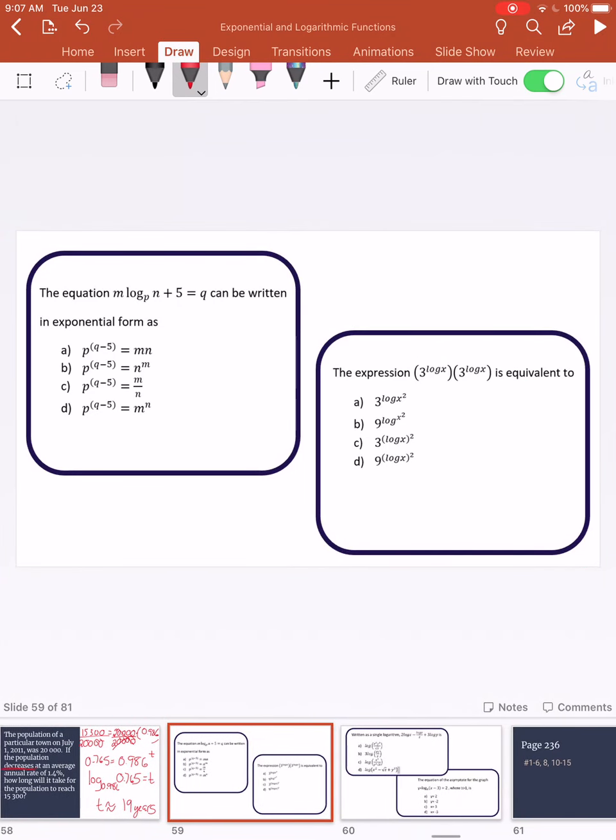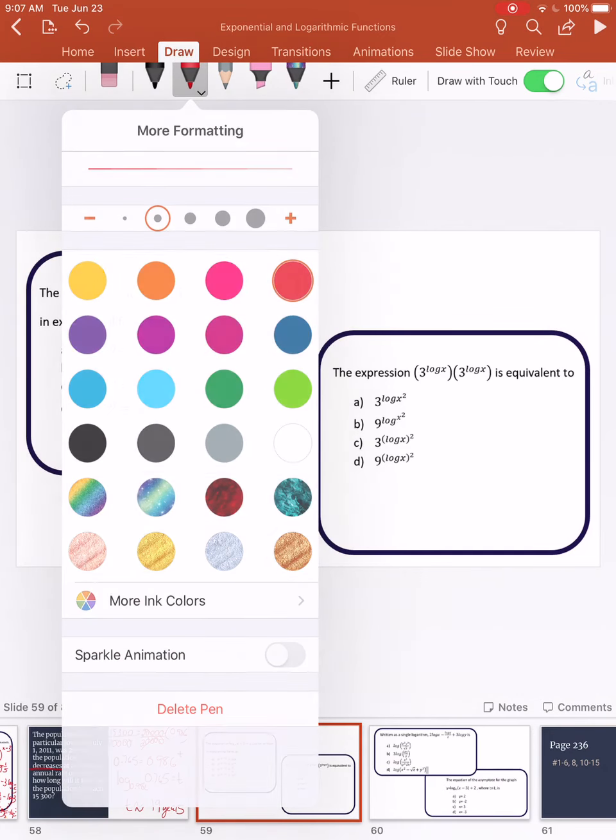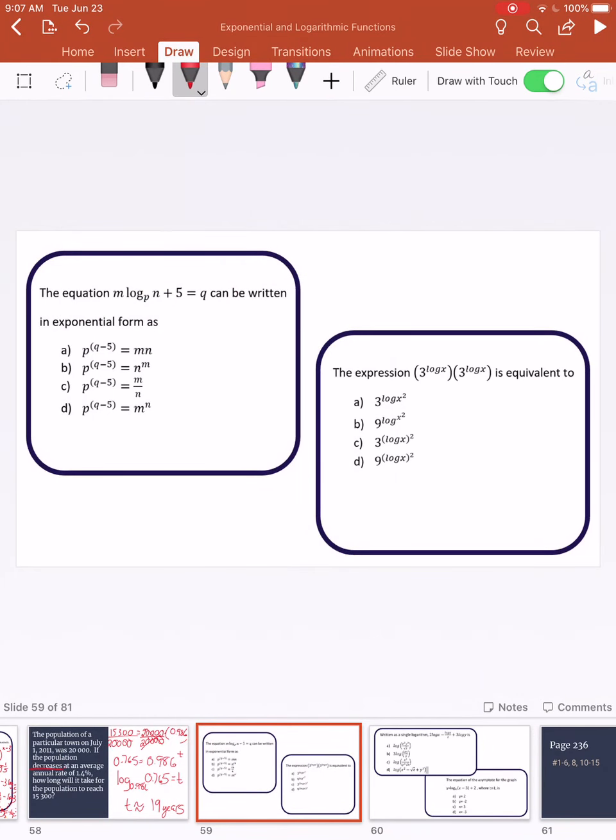Okay, so this is just a couple of quick little diploma review questions. I will explain them. I would suggest that you press pause and try them yourself, because this is a review on what we've done, and see how many you get right out of 4. Okay, so this first question, the equation m log b, we're going to write in exponential form. So the trick is there's different ways to do this question.